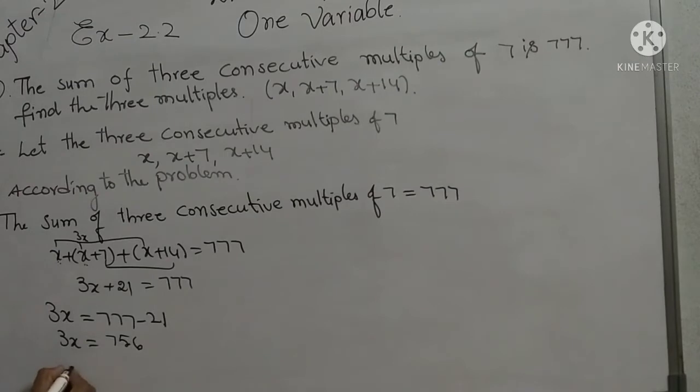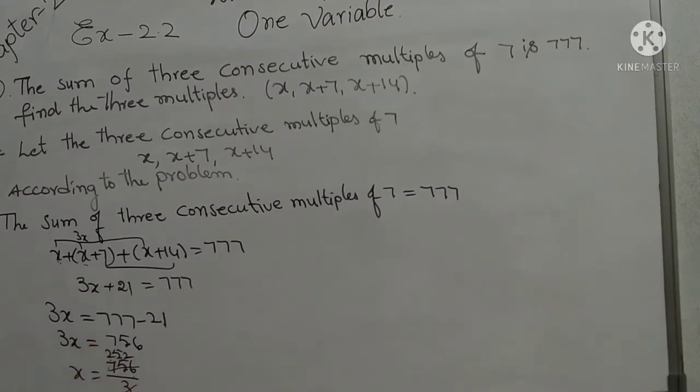So finally x is equal to 756 by 3. Dividing by the 3 table: 3 ones are 3, 7 minus 3 is 4... 3 fives are 15, 3 sixes are 18. So x is equal to 252.